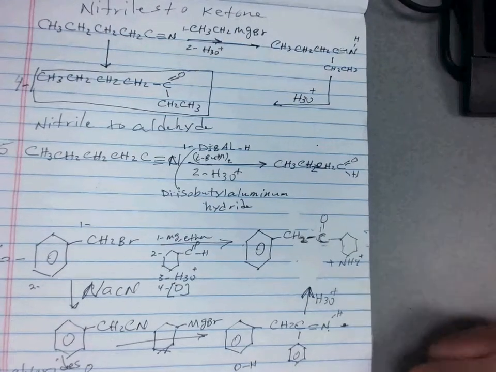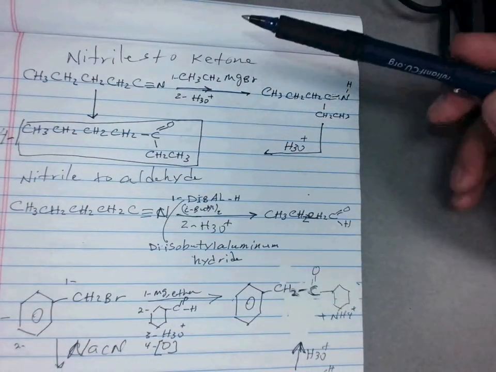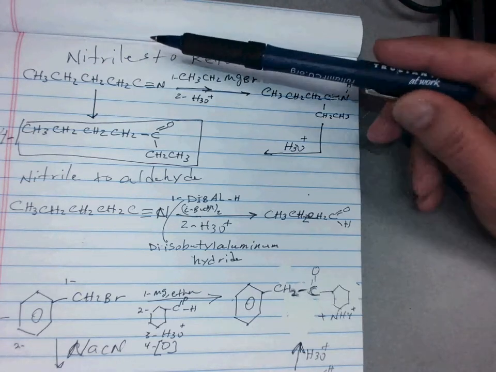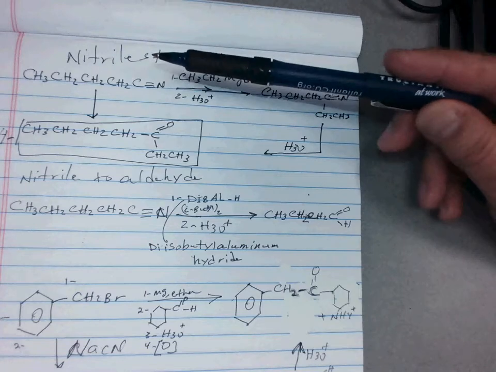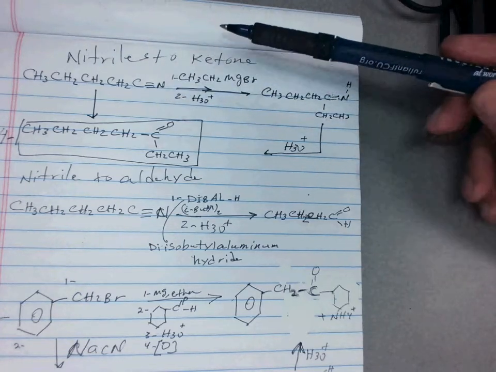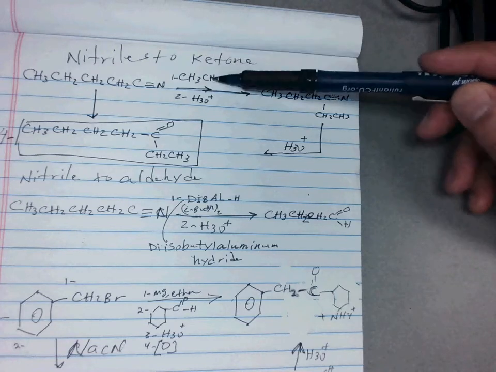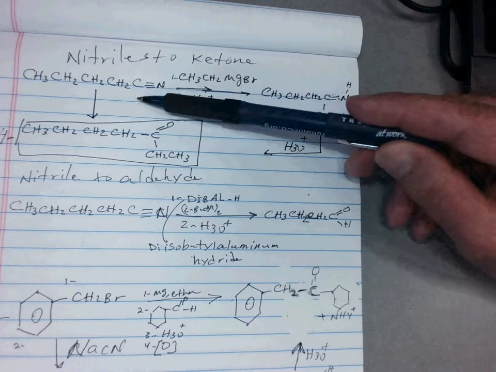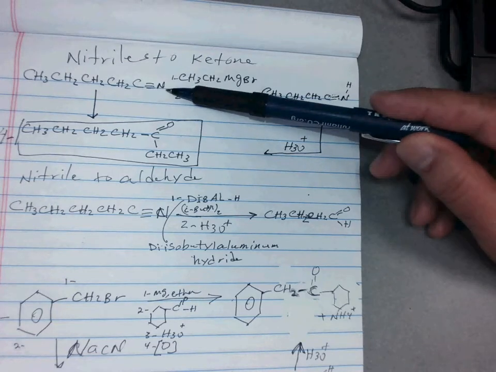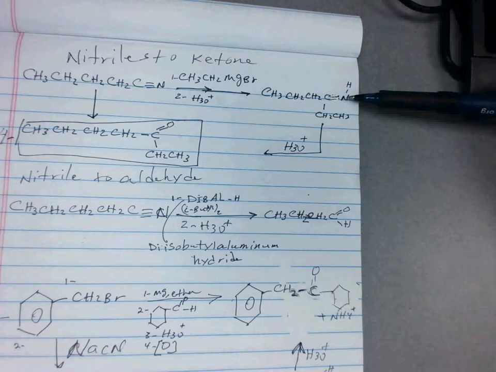In this example, we are looking at how to make a ketone from nitriles. Here is a nitrile. And in order to change a nitrile to a ketone, we need to use the Grignard reagent first. So this is the Grignard reagent that I'm using. The Grignard reagent is going to attack that carbon that is attached to nitrogen. And then when we acidify it, we get what is known as an imine.